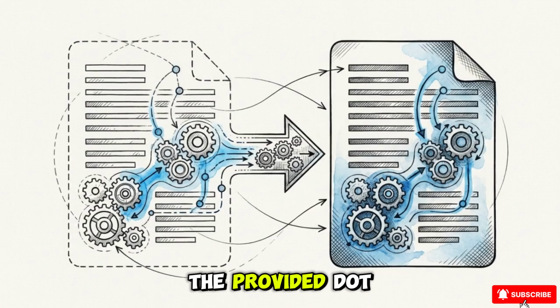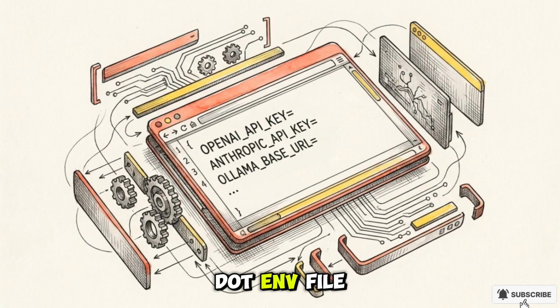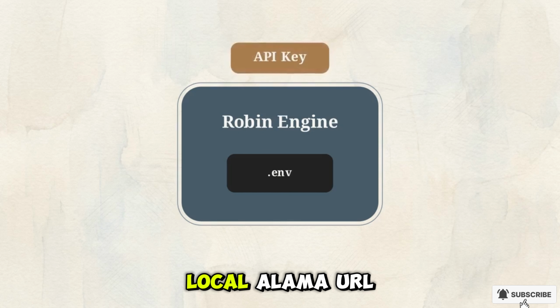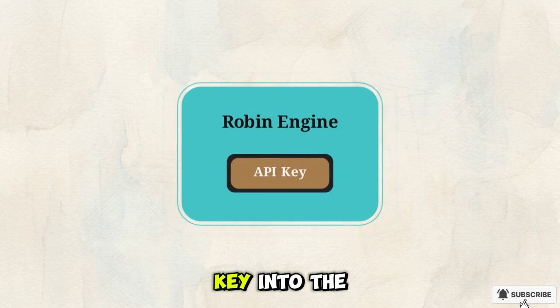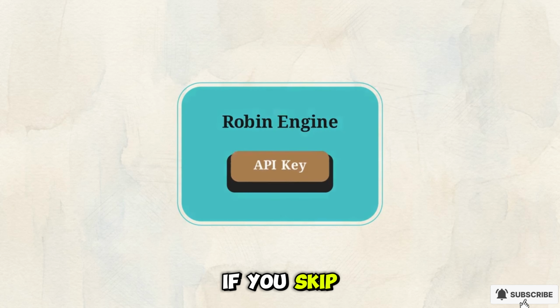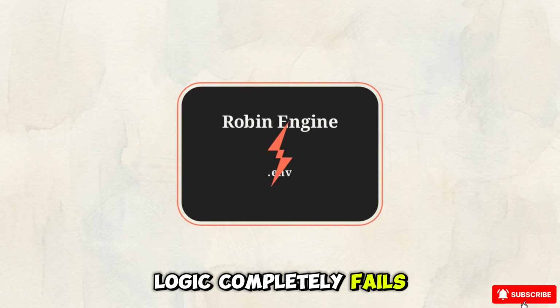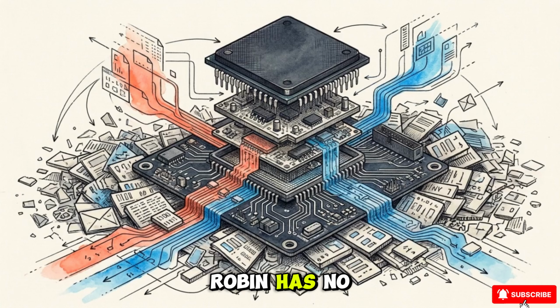Now we have to configure the API keys that power the tool's analytical functions. Make a copy of the provided .env.example file and rename that copy to just .env. Open that new .env file in a text editor like Nano. You'll see designated slots for different AI models. Choose your provider, whether that's OpenAI, Anthropic, or a local Llama URL, and paste your key into the corresponding line. If you skip this step or forget to rename the file, the tool's underlying logic completely fails. Without a key, Robin has no way to process the data it finds.